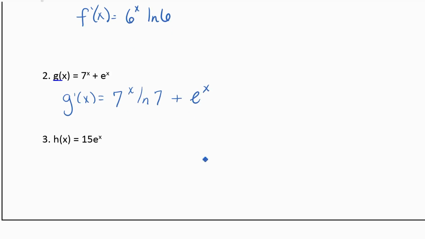And our last one here, we have h of x equals 15 e to the x. Well, remember our constant multiple rule. We can just leave that 15 alone, take the derivative of e to the x, which is e to the x.